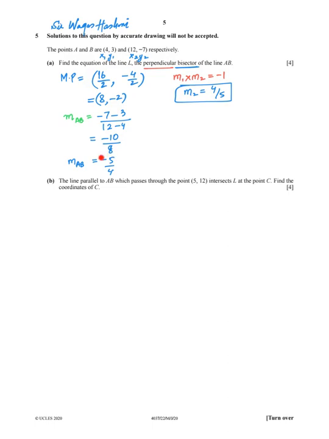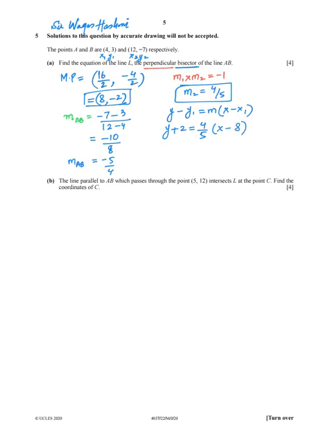And the negative reciprocal of this gradient is this one. So we have the gradient, we have the point. The working formula to find the equation of a line is y minus y1 equals m times (x minus x1). We have the values of x1 and y1: 8 and negative 2. So it's y plus 2 equals m, which is 4/5, times (x minus 8).